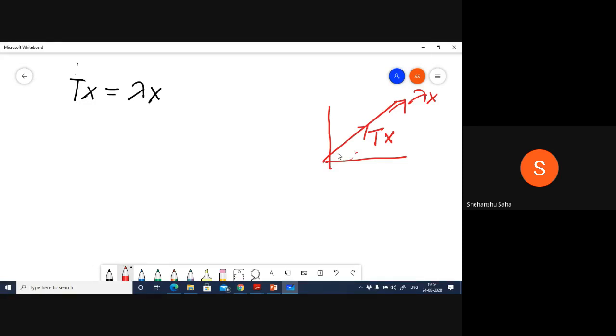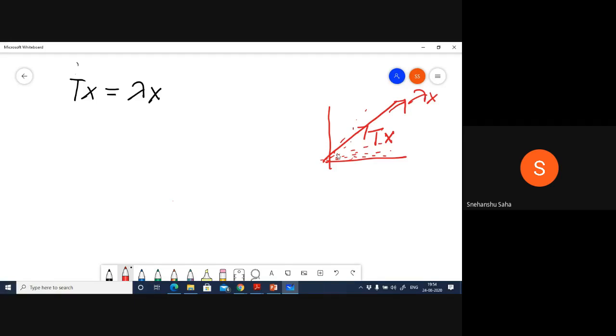So what I mean is that I cannot really imagine something like this. This is not going to happen, this is not going to happen. Okay, so it will always stay in its span. So that's the geometry of it.